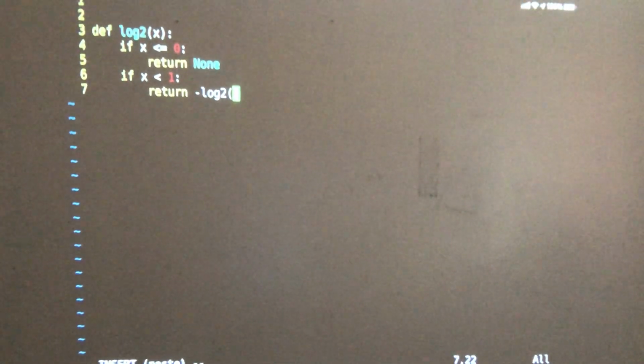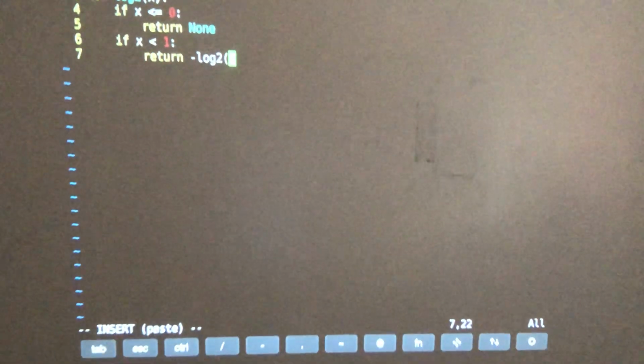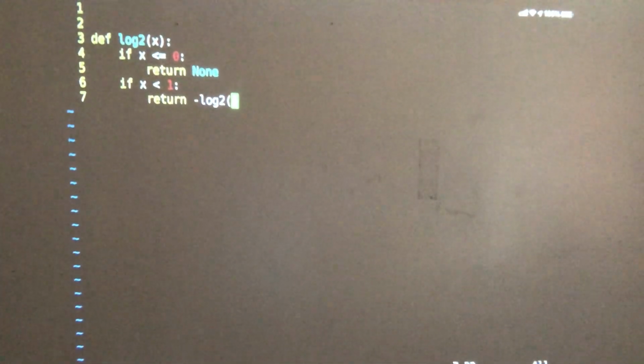Is it clear? Can you see it clearly, yeah? A bit tilted.